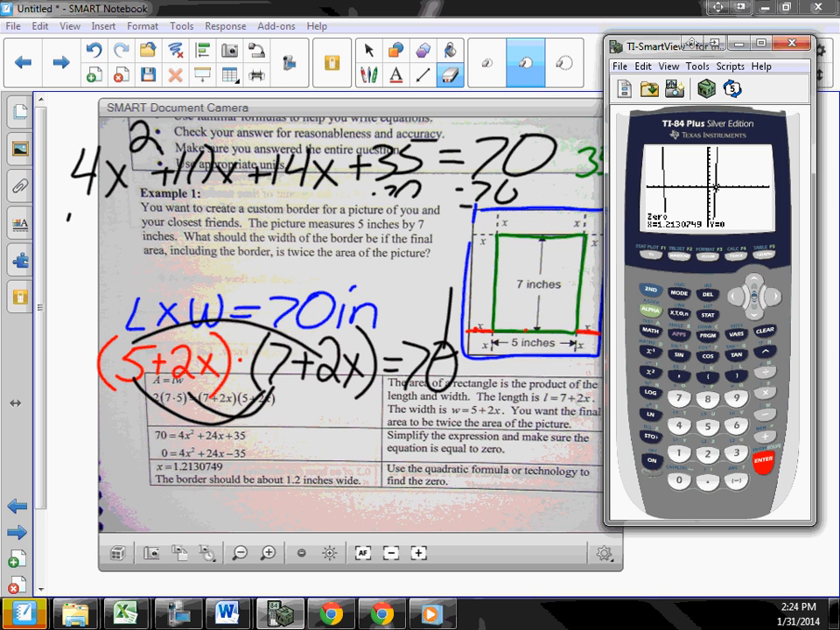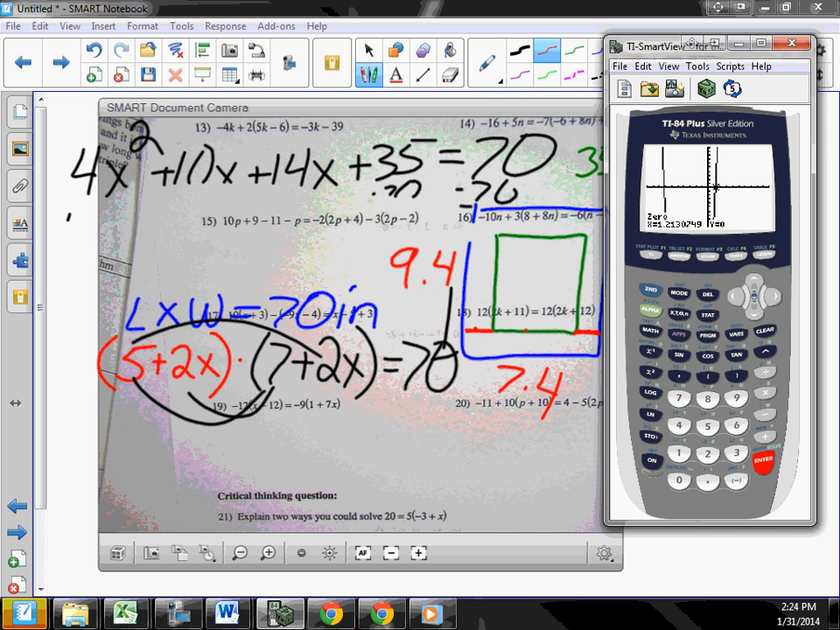Well, we would just double it. So we'd have 5 plus 1.2 plus 1.2. So 5 plus 2.4, this is 7.4. And 7 plus 2.4 would be 9.4. Well, 9.42, whatever. Okay? That one wasn't too bad, right? Okay, turn the page.